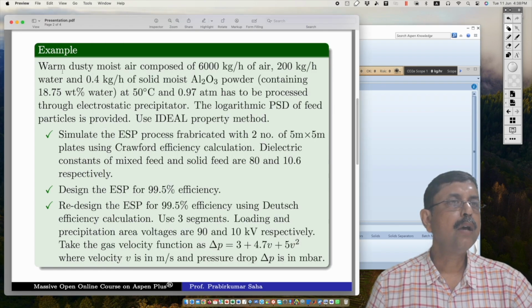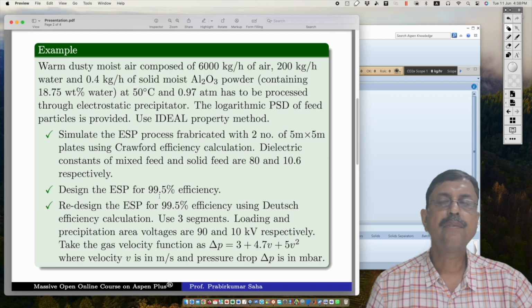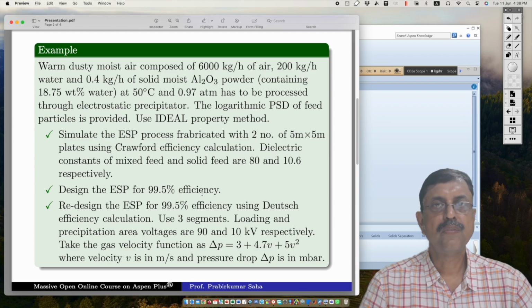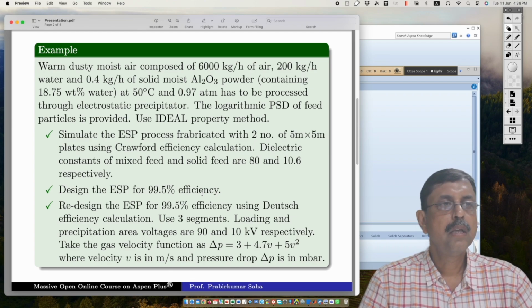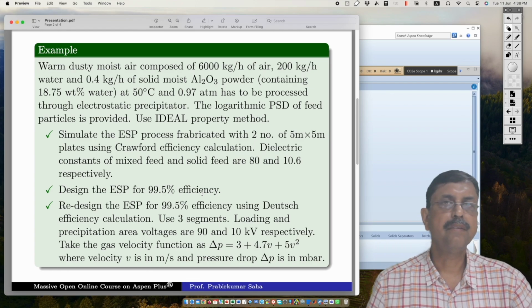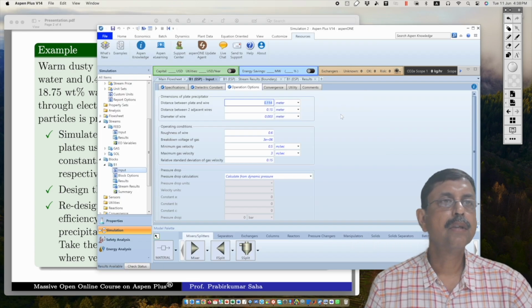Okay, now let us go to the second problem. It says the ESP has to be designed for 99.5% efficiency. So it doesn't require 100% efficiency. Probably it is going to the over design mode. So let us design it for 99.5% efficiency. That is enough for us.